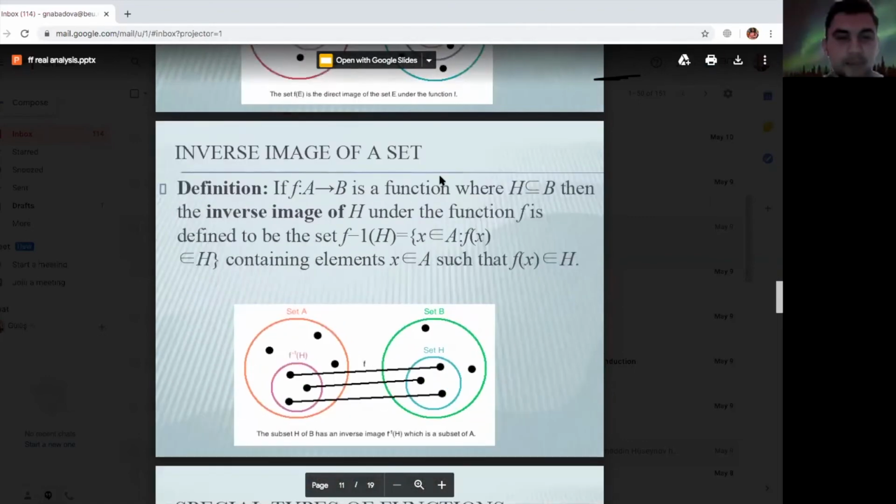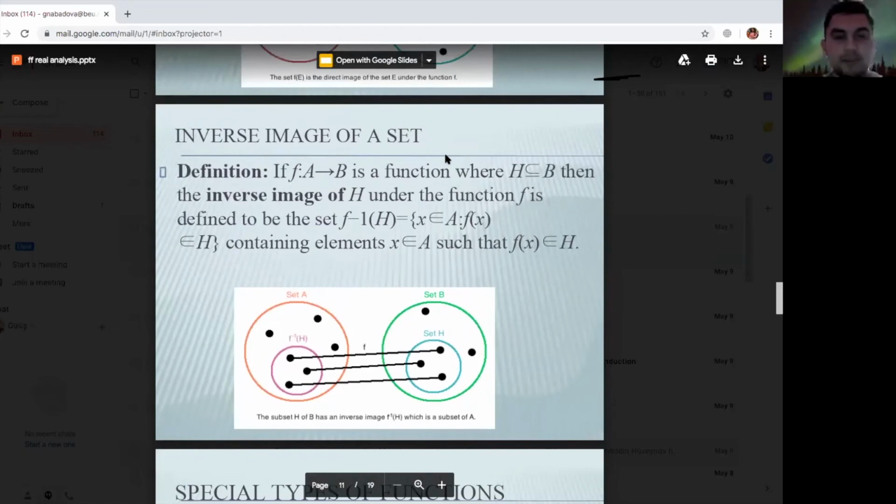Inverse image of a set. If f: A to B is a function where H is included in B, then the inverse image of H under the function f is defined to be the set f^-1(H), containing elements x in A such that f(x) is in H.